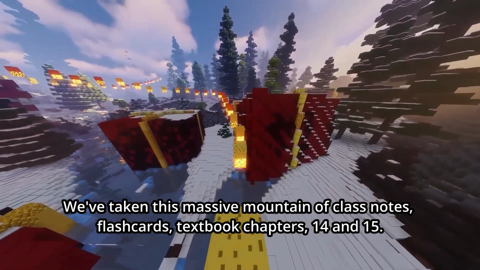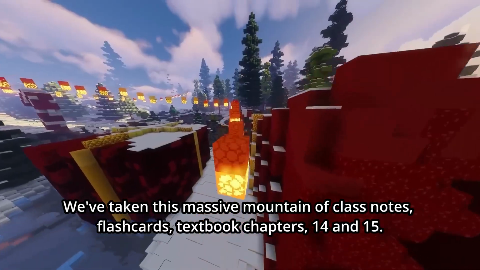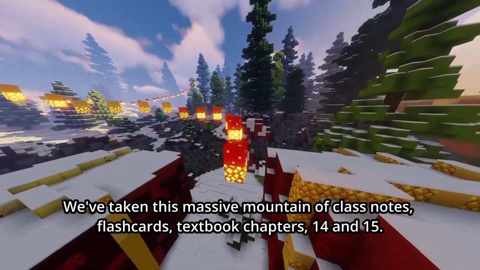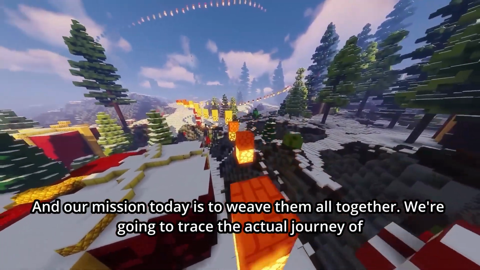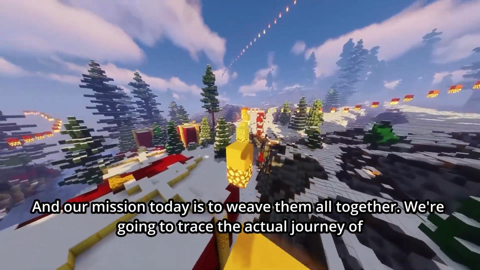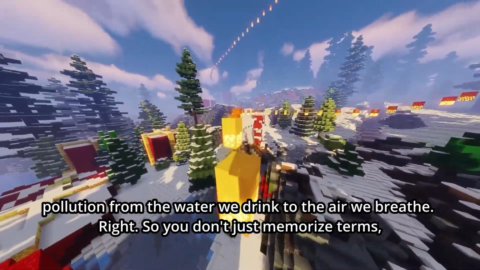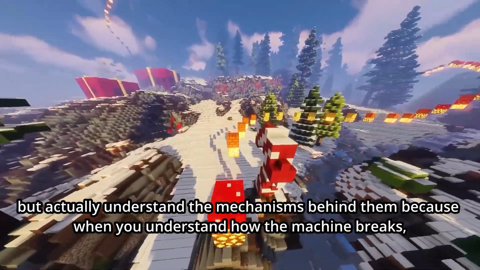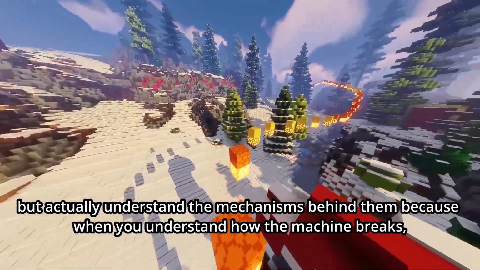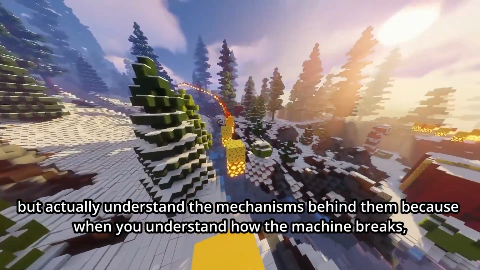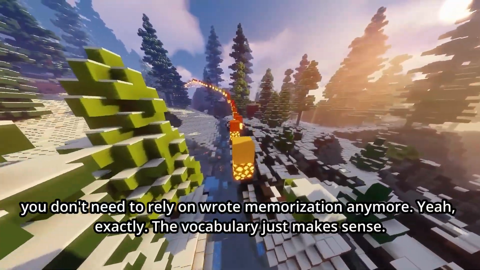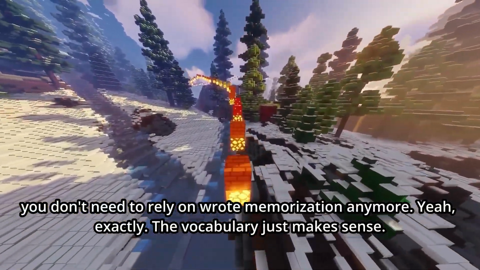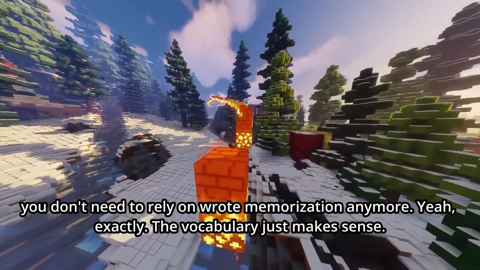Yes, you've got this. We've taken this massive mountain of class notes, flashcards, textbook chapters 14 and 15, and our mission today is to weave them all together. We're going to trace the actual journey of pollution from the water we drink to the air we breathe. So you don't just memorize terms, but actually understand the mechanisms behind them. Because when you understand how the machine breaks, you don't need to rely on rote memorization anymore. The vocabulary just makes sense.